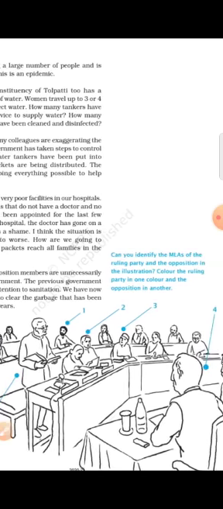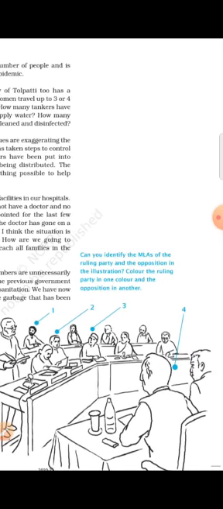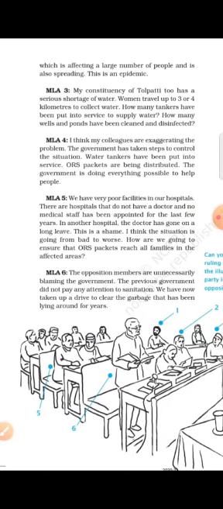Now MLA number 4 we have, they are all in the leader of opposition, we can say MLA number 4 here. So now he is addressing. I think my colleagues are exaggerating the problems, बड़ा चढ़ाकर बता रहे हैं, ठीक है. The government has taken steps to control the situation. Water tankers have been put into service. ORS packets are being distributed. The government is doing everything possible to help the people.